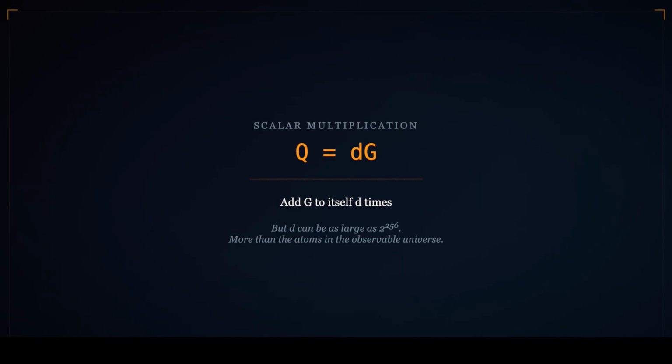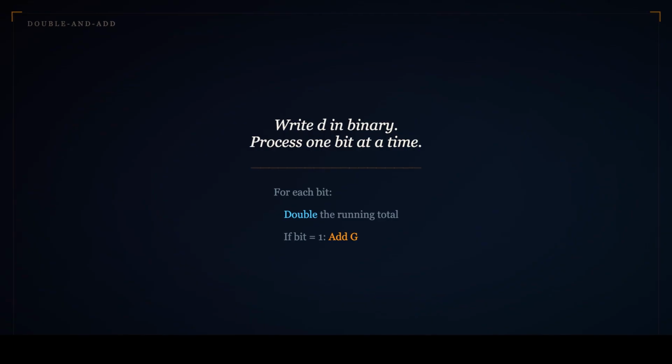But d can be as large as 2 to the 256th. We cannot literally add G to itself that many times. That would require more operations than there are atoms in the observable universe. Instead, we use a technique called double and add. This is the additive analog of the square and multiply algorithm from episode 2.